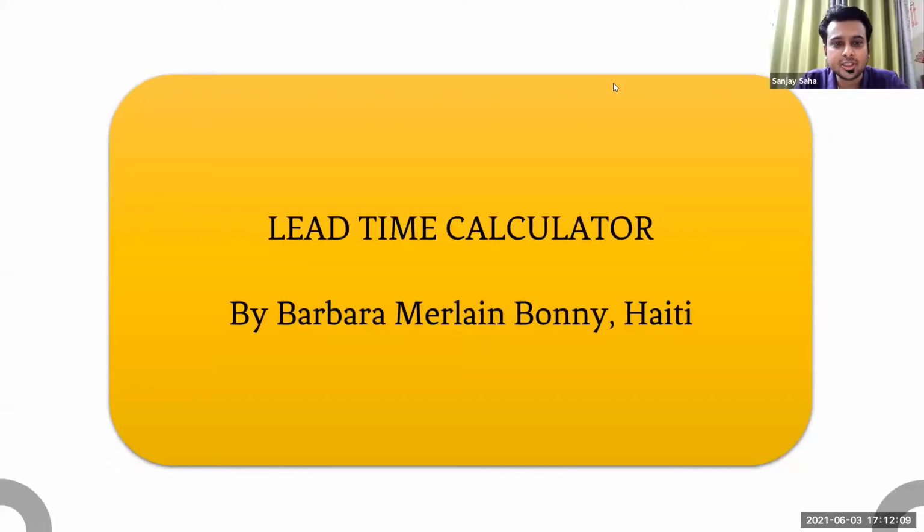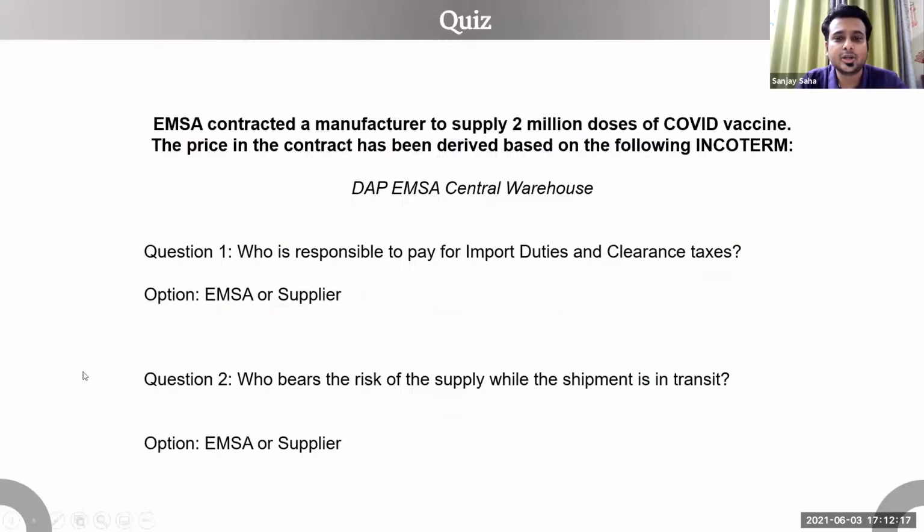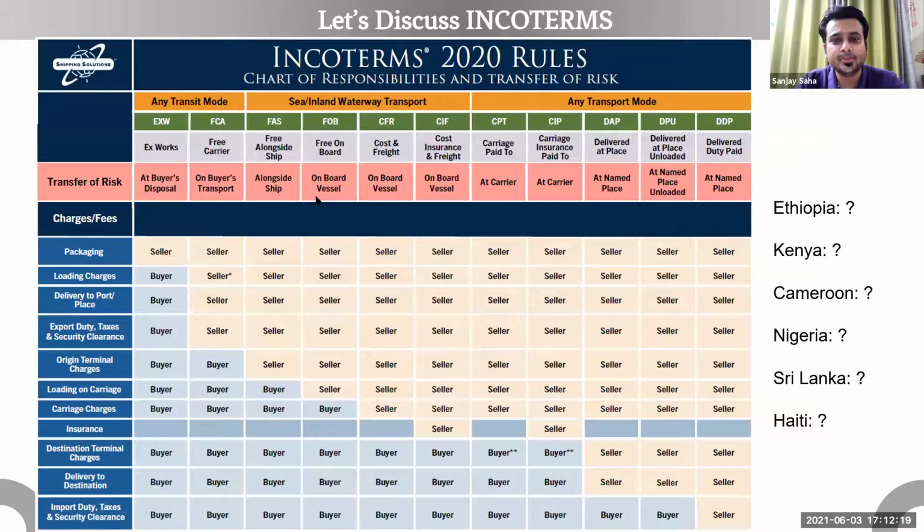I'll get back to some comments on the tool, but let me share the result of the quiz. So let me look at DAP now very quickly. The first question was, who is responsible to pay for import duties and clearance? So this is DAP here. If you look at import duties and clearance, it's actually the buyer who is responsible to pay for them. So in this case, it will be EMSA and not the supplier.